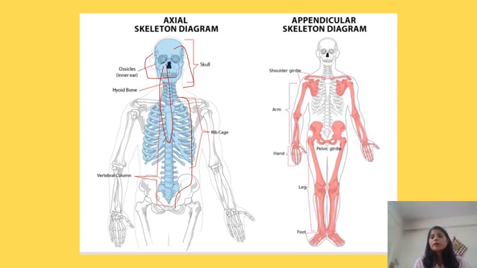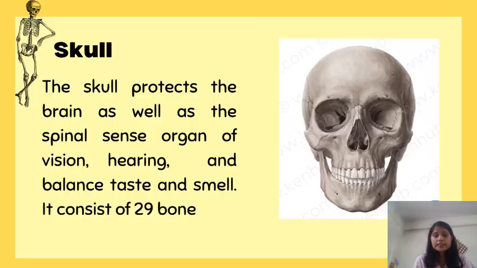Now look at the next picture. That is appendicular skeleton. That red portion is known as appendicular skeleton. The outer portion of the skeleton is known as appendicular skeleton. इसके अंदर क्या क्या होता है? Shoulder girdle, arms, hand, pelvic girdles, leg and foot. All right. Now come to the next slide.